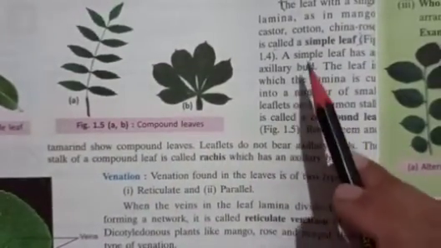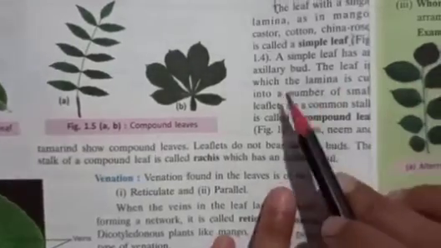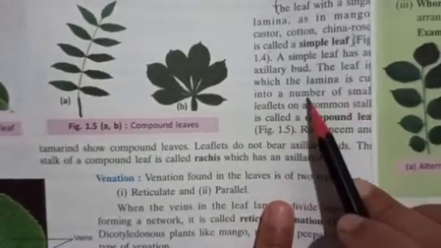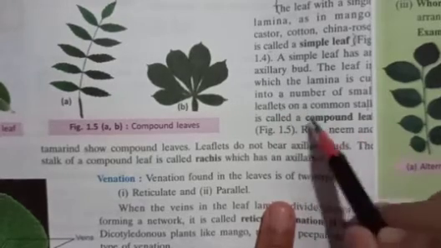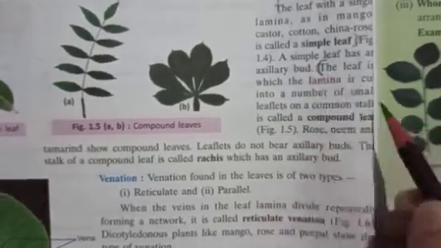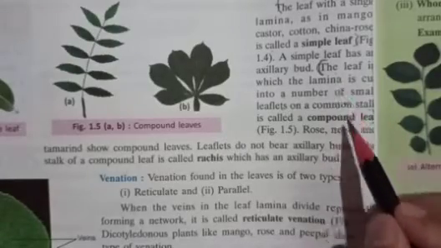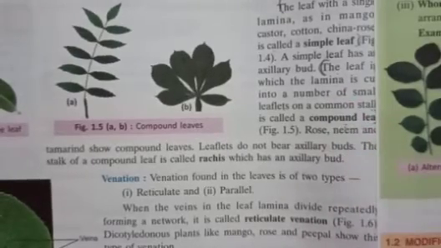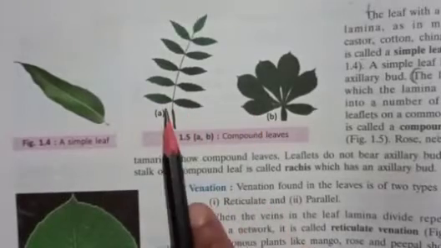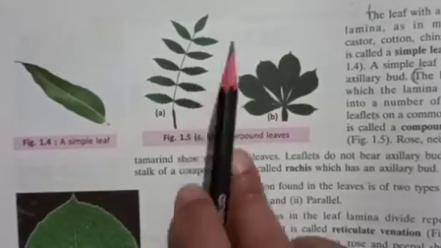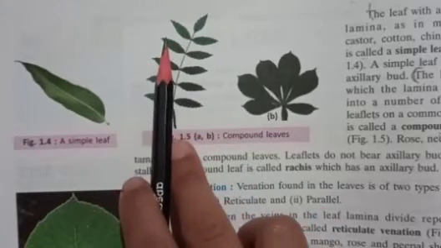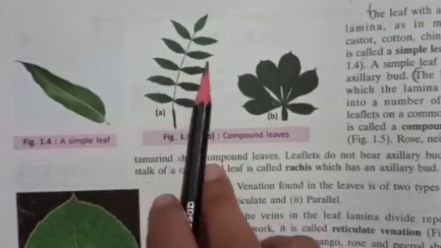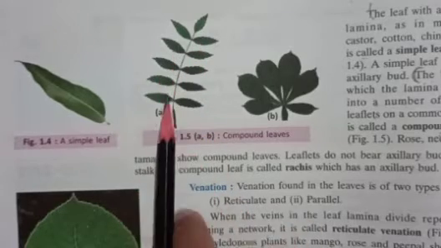And what is a compound leaf? The answer is also written here. The leaf in which the lamina is cut into a number of small leaflets on a common stalk is called compound leaf. Okay, from here till here, this is the answer of compound leaf. Okay, now these leaves are compound leaves. Okay, because leaves, they are divided into small number of leaflets. Here like this, leaflets are there in one stalk.